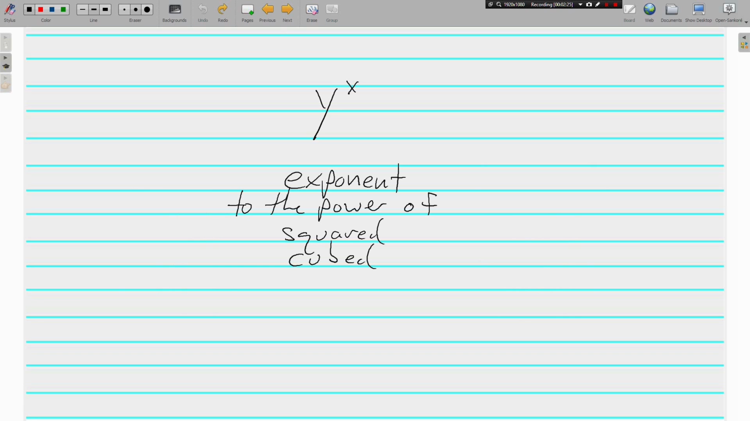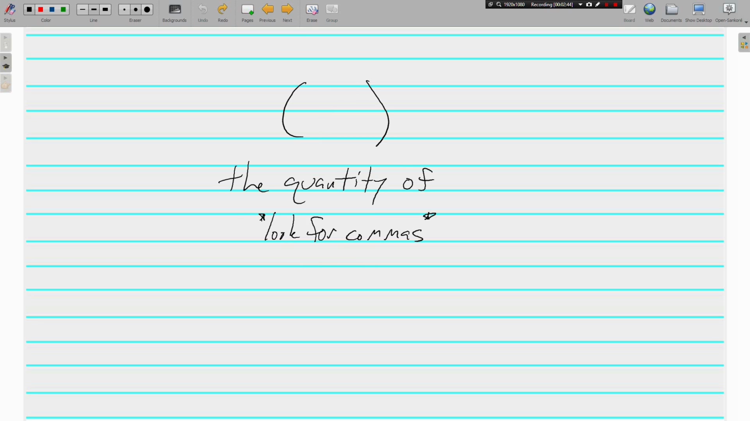This was the symbol I used for exponents. It's like this on some of your calculators. I've got a large Y with a smaller raised X. Anytime you see exponent or to the power of, squared, cubed, words and phrases like that are going to deal with exponents. And parentheses. If you see the quantity of, that usually means you need to do something first. And we do things in parentheses first. Also look for commas in your verbal expressions, since a lot of times that'll tell you things apart that you need to do.